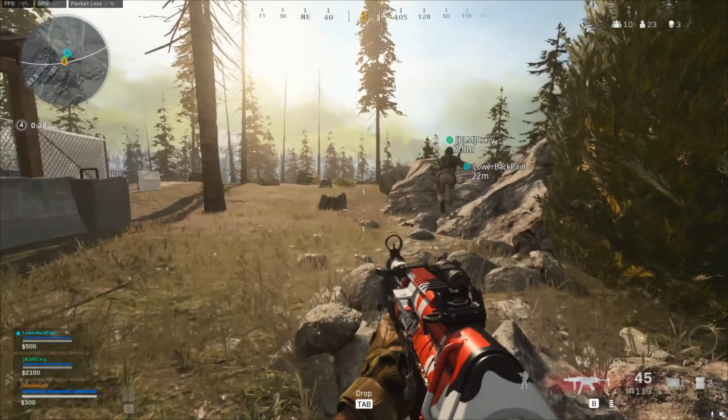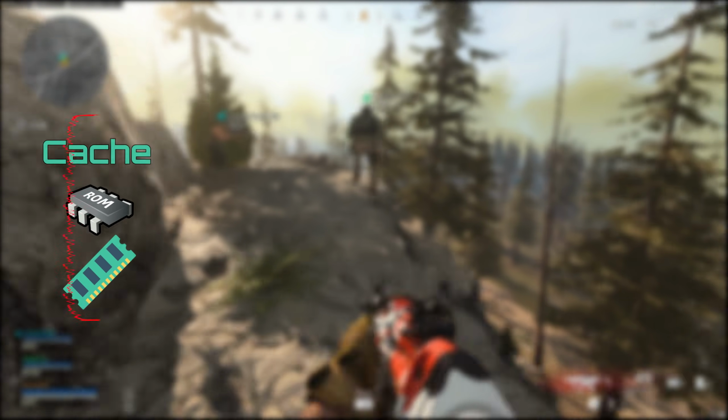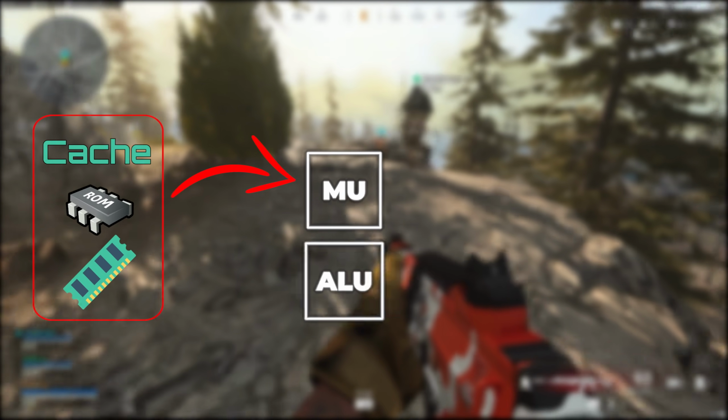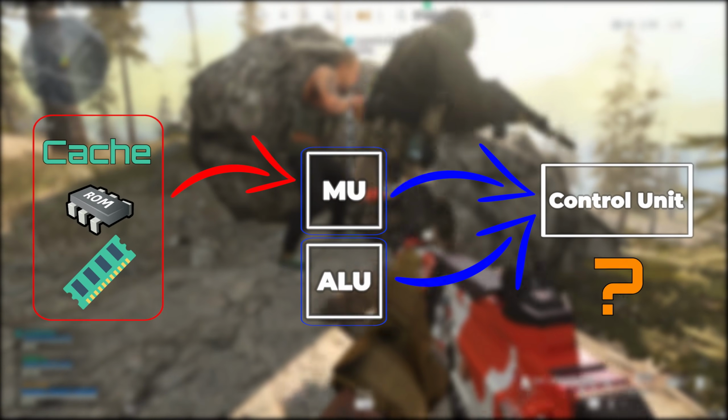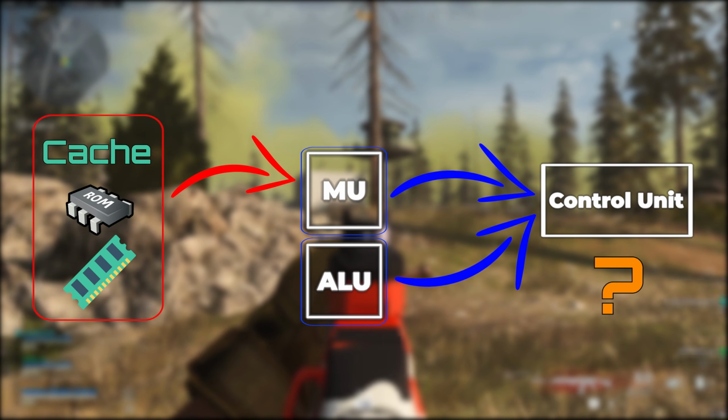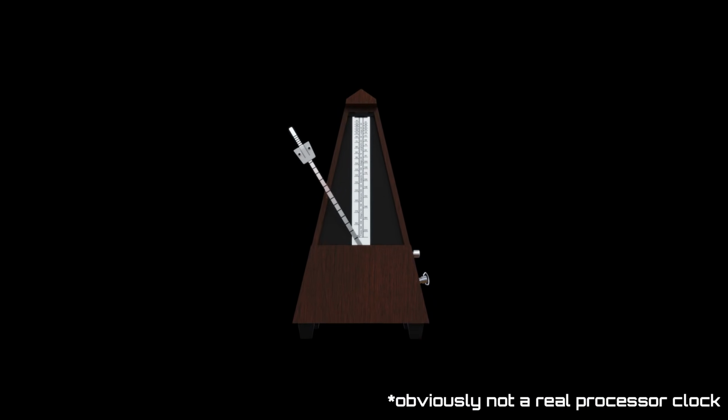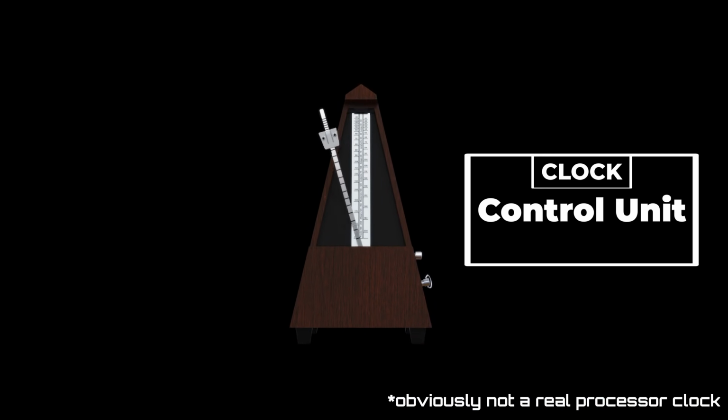We know that internal memory like RAM, ROM, and cache is controlled by the memory unit, and that the memory and logic units are controlled by the control unit. But what controls the control unit? Like, how does it know what to do in order to keep everyone on the same page? Well, enter the processor's internal clock, which just so happens to be stored within the control unit.